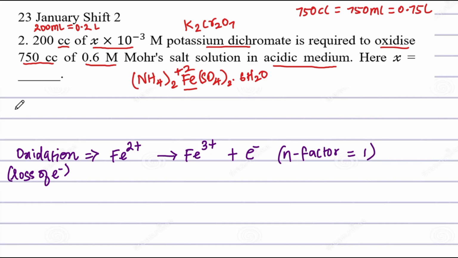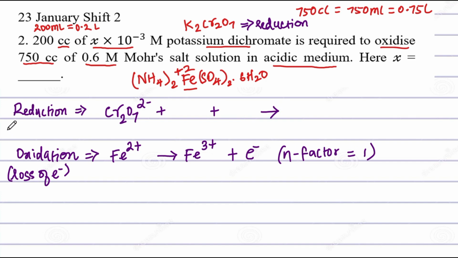Now let us see the reduction half reaction. Here potassium dichromate is acting as an oxidizing agent. Oxidizing agent will itself undergo reduction. So let us see the half reaction. Potassium dichromate K2Cr2O7 we can write as Cr2O7 2-. Always in reduction half reaction, gain of electron takes place. Gain of electrons should be written in the reactant side, so I have left some space for that. Now this dichromate in acidic medium will be converted to Cr3+. Here 2 chromium atoms are there, so I have written 2 Cr3+.